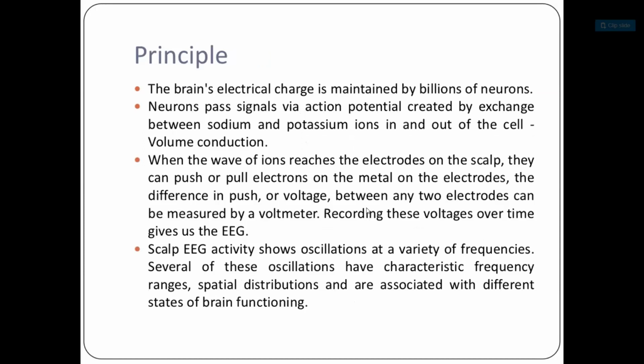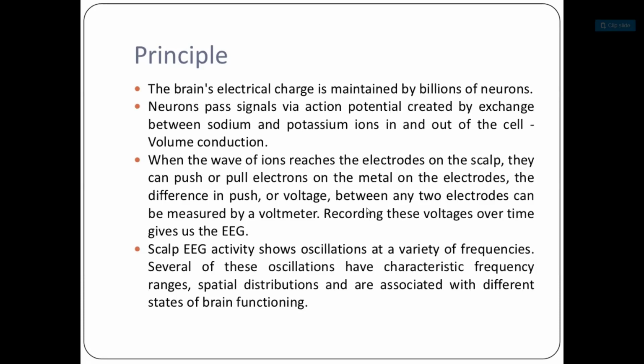Now, what is the principle behind EEG? The brain's electrical charge is maintained by millions of neurons in our brain. Neurons pass signals via action potentials created by the exchange of sodium and potassium ions in and out of the cell. Volume conduction: when the wave of the ions reaches the electrodes on the scalp, they can push or pull electrons on the metals of the electrodes.